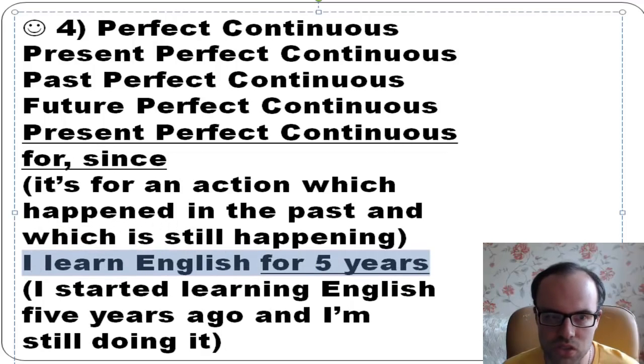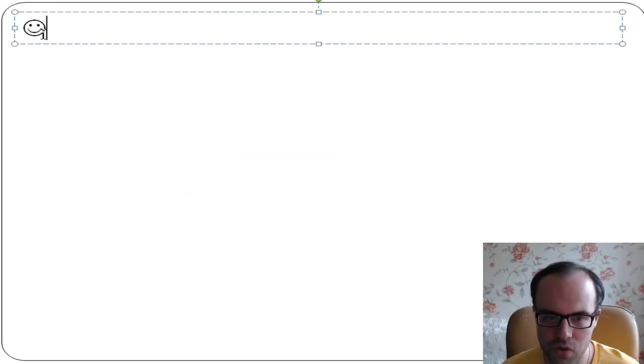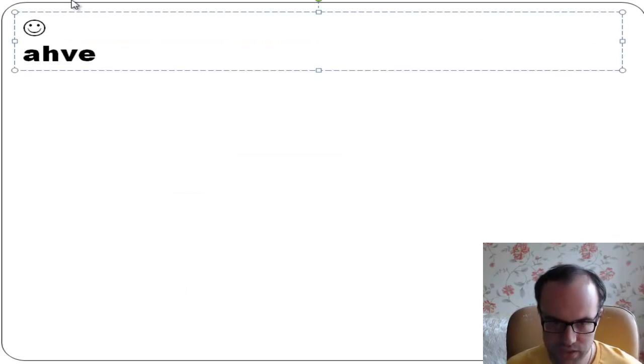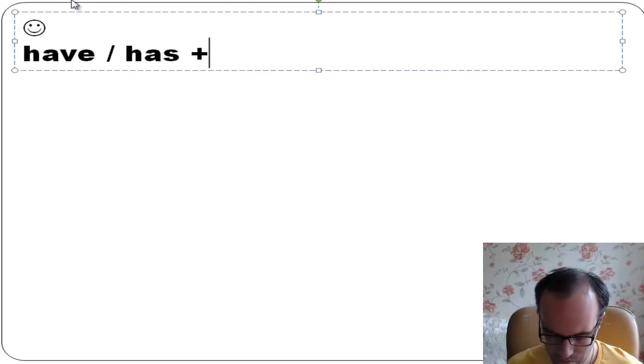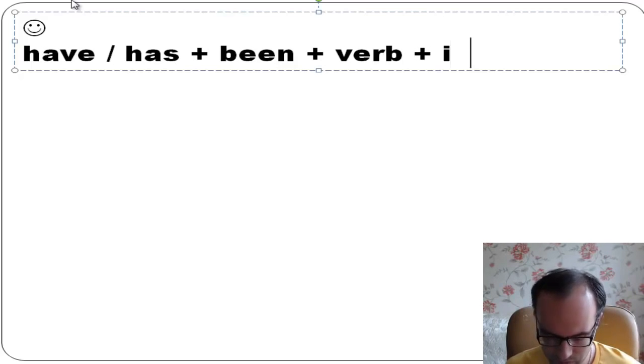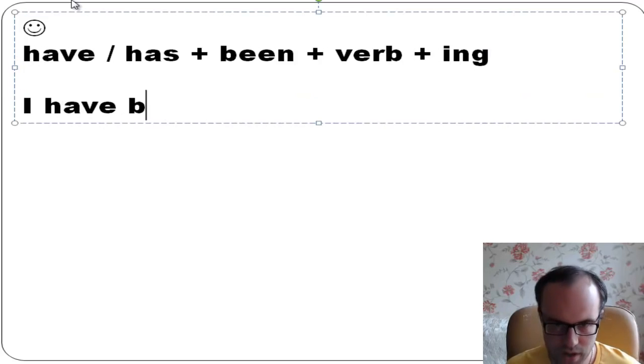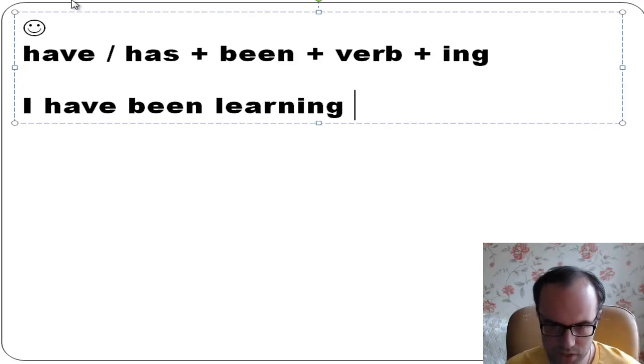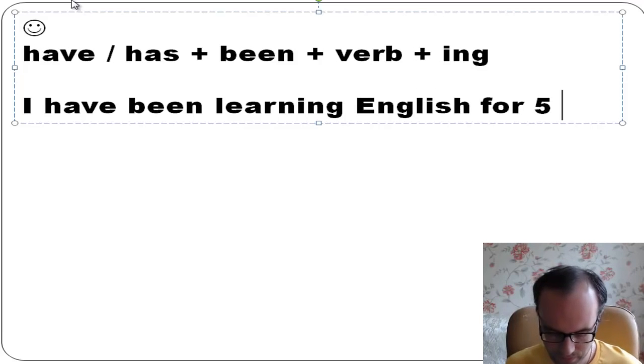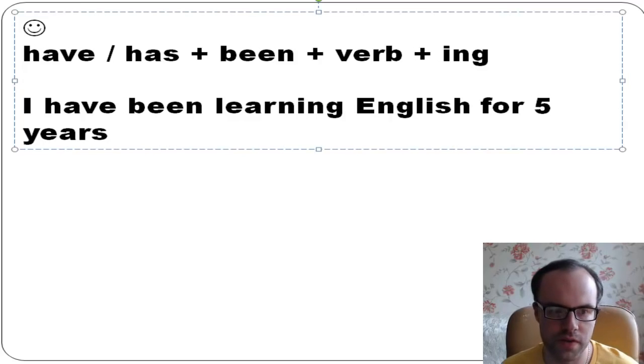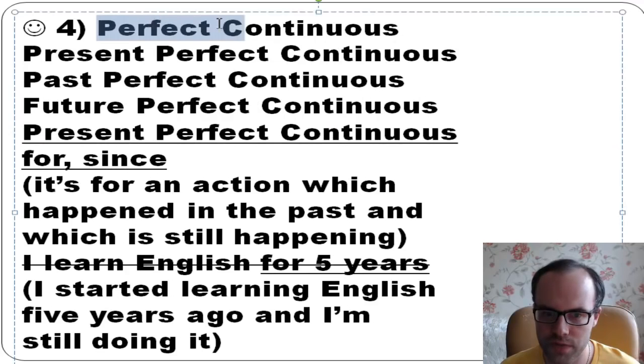But how to form it? Okay, so it's have or has plus been plus verb plus ing. So I have been learning English. I have been learning English for 5 years. I've been learning English for 5 years. Okay, so perfect continuous. Yeah, there are three tenses in this group.